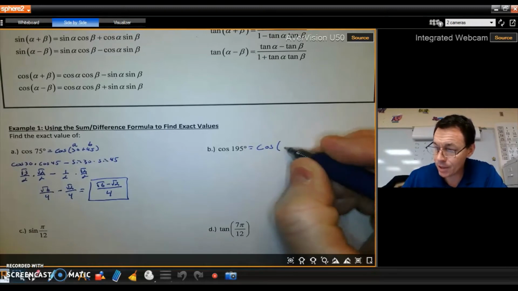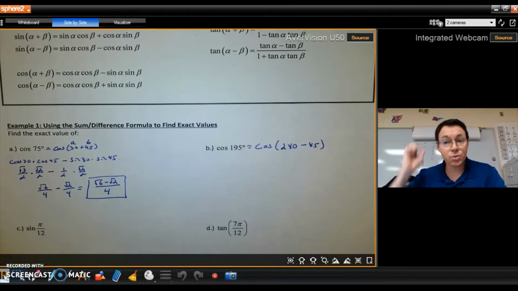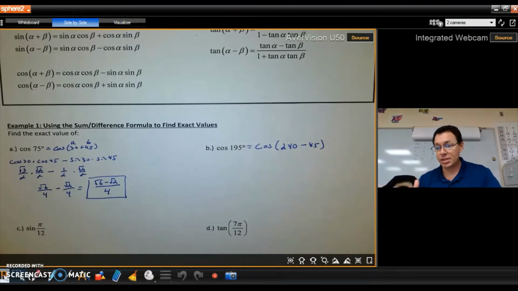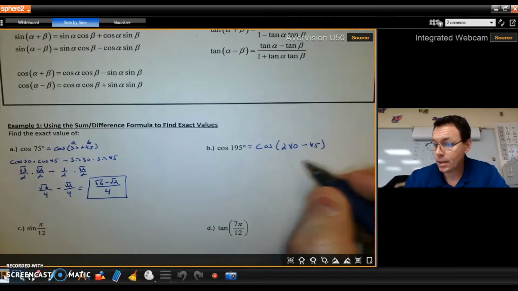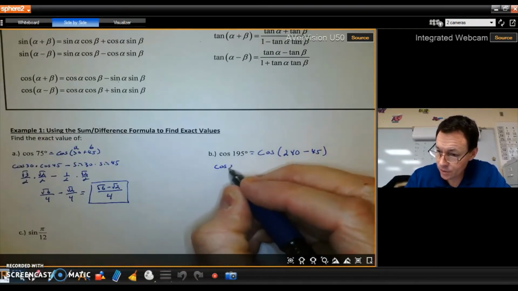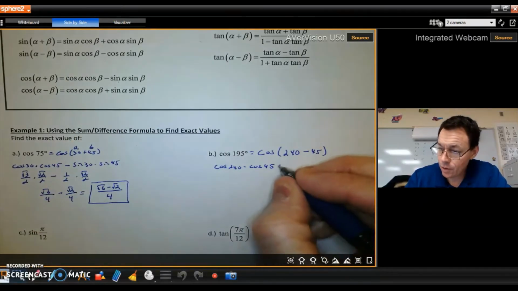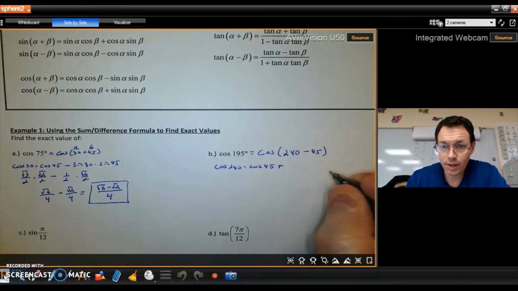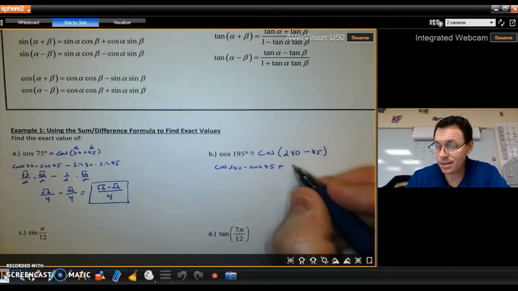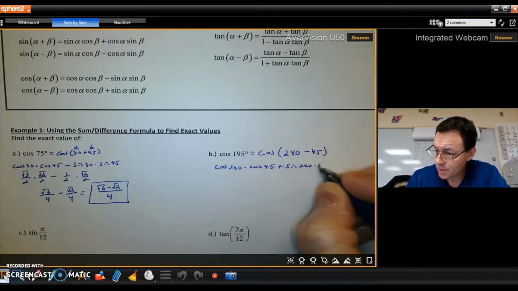But I'm going to use 240 minus 45. I just want an example that uses the subtraction formula instead of the addition formula. So I'm going to now plug this into this formula. I'm going to take the cosine of 240 times the cosine of 45. And if you went ahead and did the 150 and 45, you could do that on your own, and I guarantee we're going to come up with the same answers. And then what's this going to be? The sine of 240 times the sine of 45.